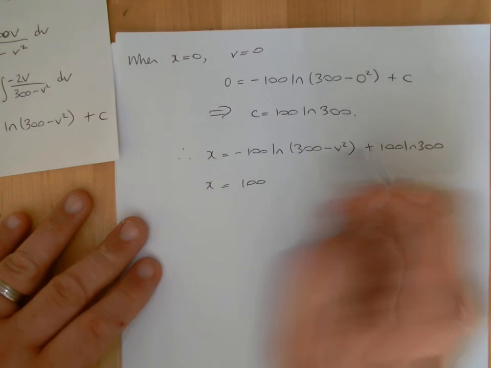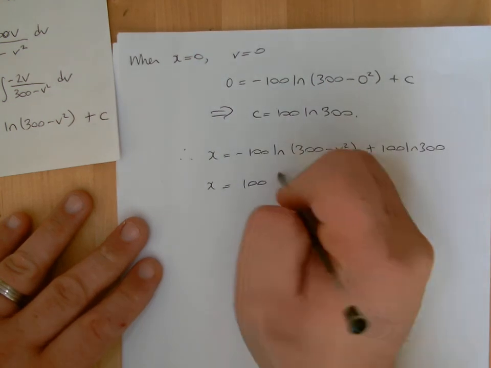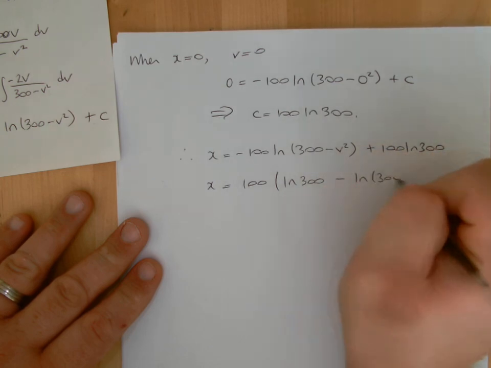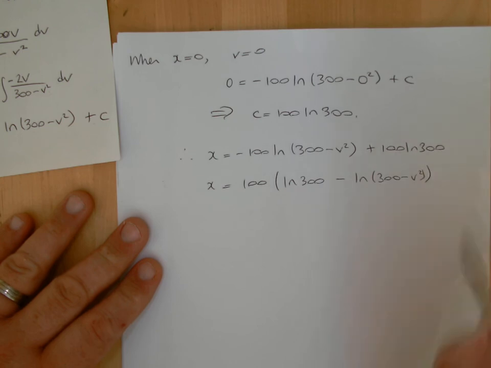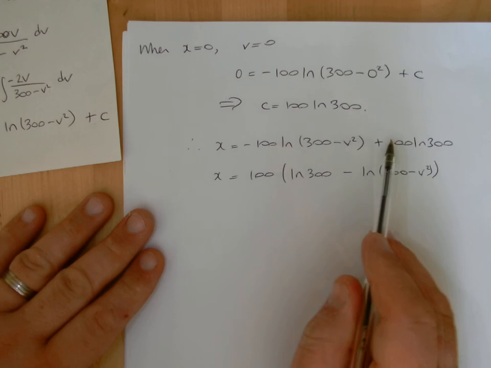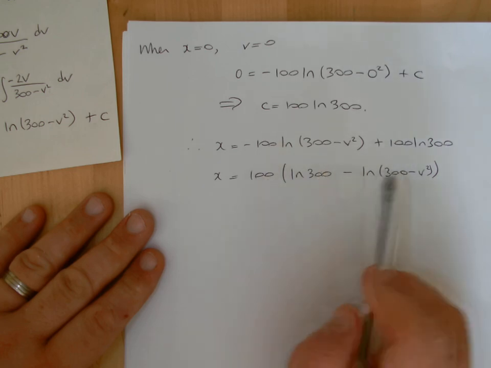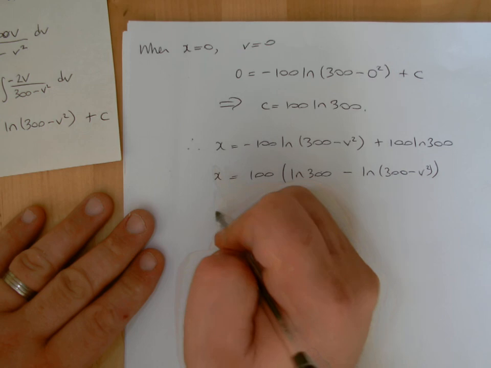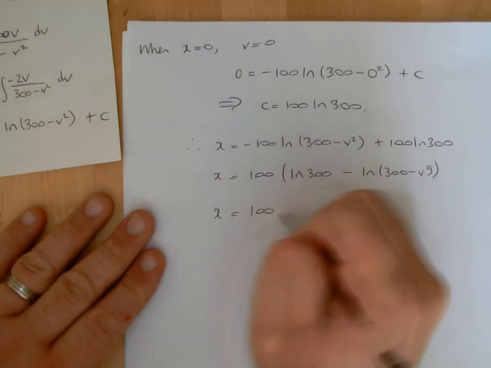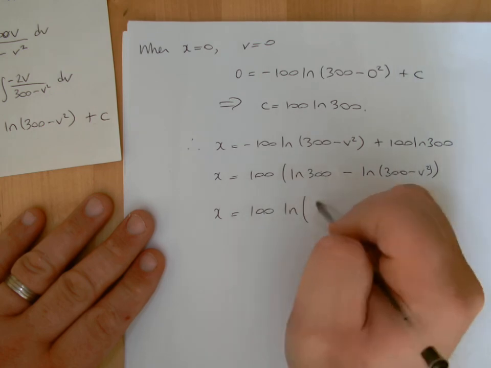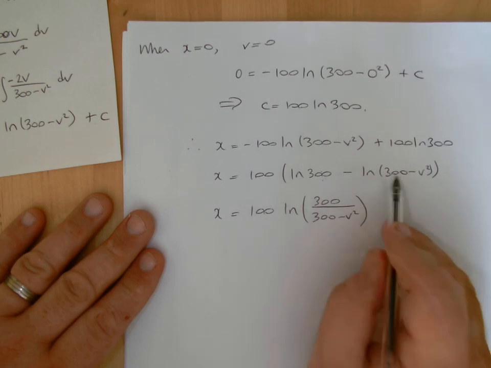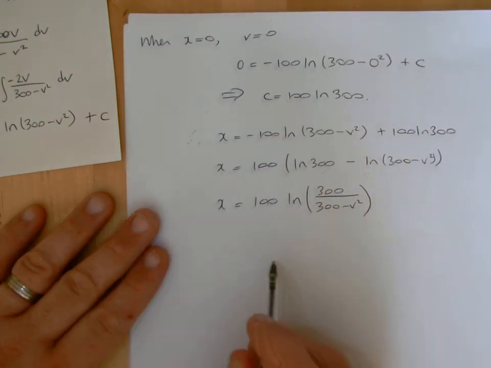In fact you can factorize 100, so we could have 100 times ln 300 minus ln of 300 minus v squared. 100 is a common factor, and because we've got logarithms being subtracted, we can write this as a single logarithm: ln of 300 over 300 minus v squared. That divided by that is a single logarithm.